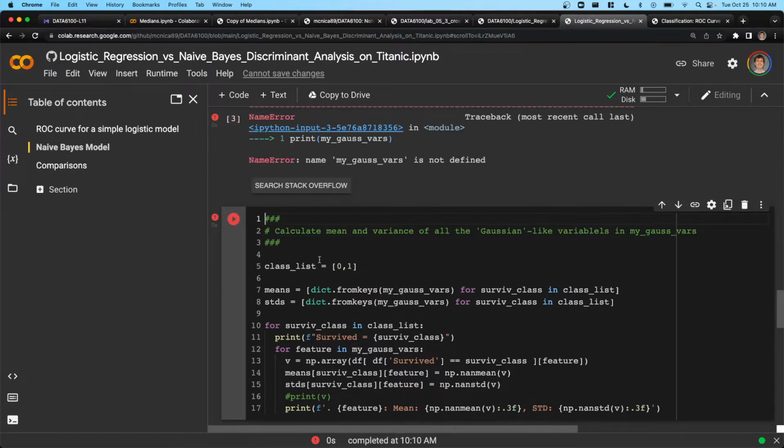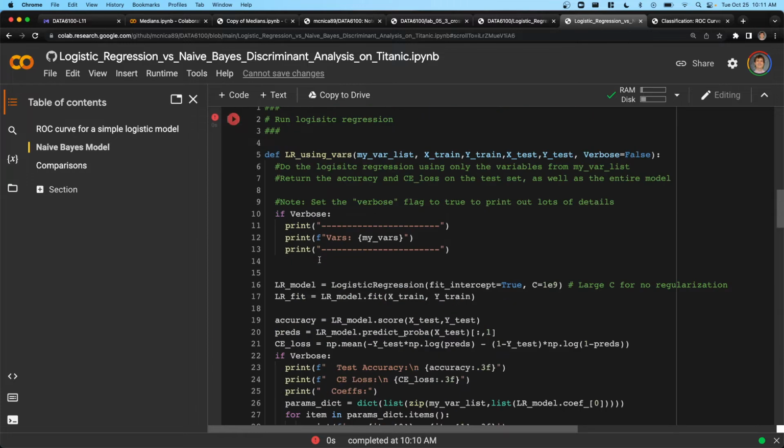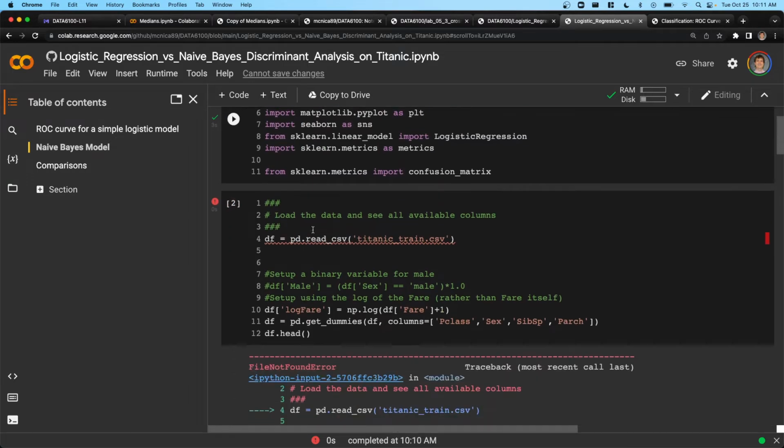Did something break? Okay, it doesn't have the file. Okay, give me one second, guys. I'm going to load up the file.